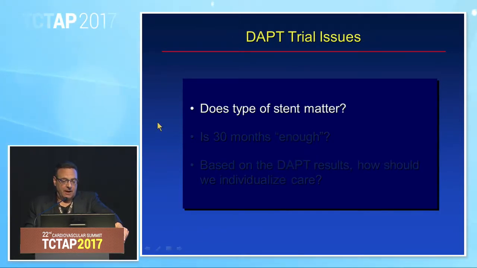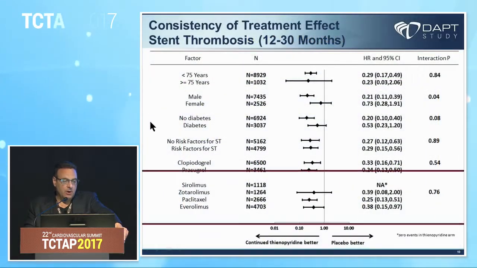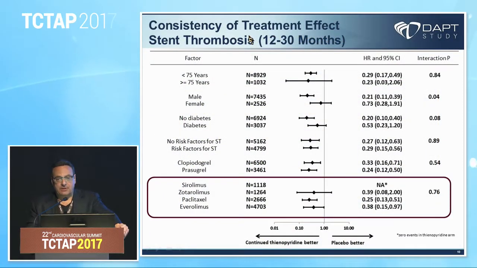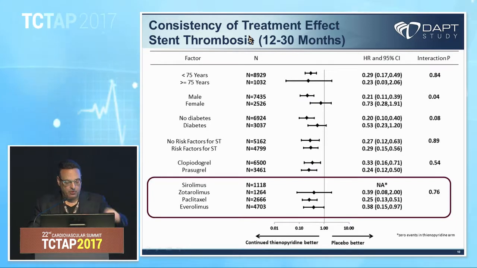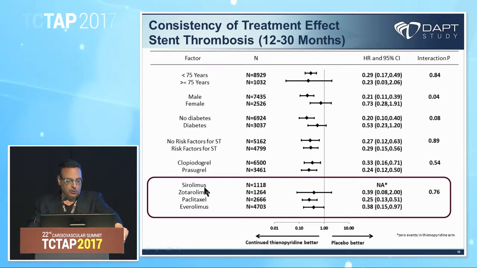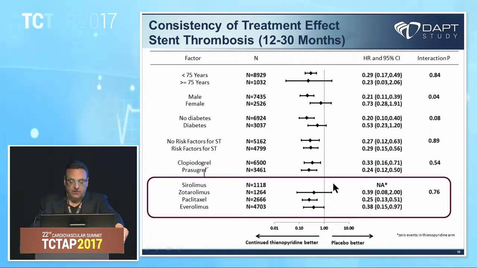So does the type of stent matter? Well, the answer here is yes and no. These are data from the DAPT trial, which is the one trial that included the most different types of stents. It included first generation, second, and even third generation drug-eluting stents. About half the stents in the trial were current generation everolimus-eluting stents. And what you can see, looking at the relative risk reductions on this forest plot with respect to stent thrombosis, is consistent relative risk reductions across the different stent types.